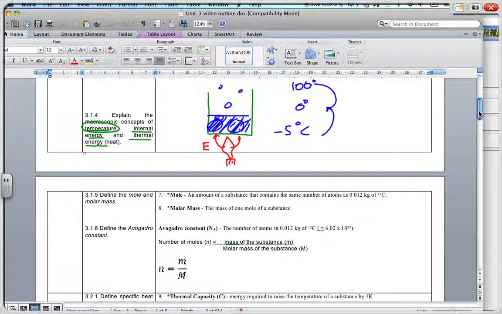So we're going to be looking at these macroscopic concepts of melting and heating up and boiling and so forth, evaporation, in terms of their potential and their kinetic energies.